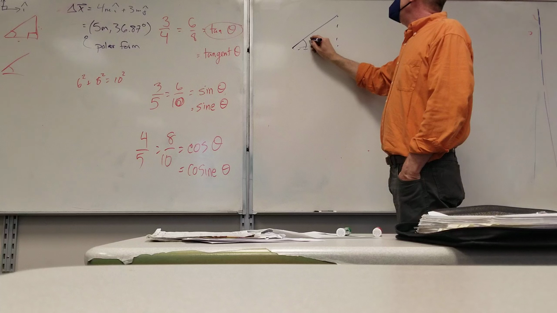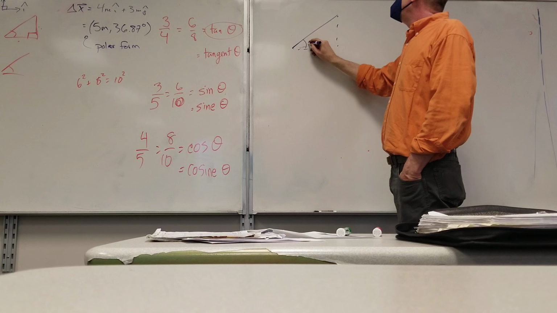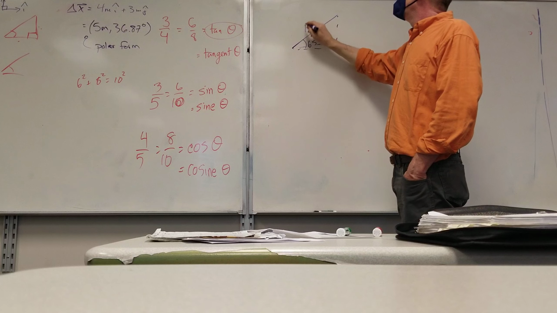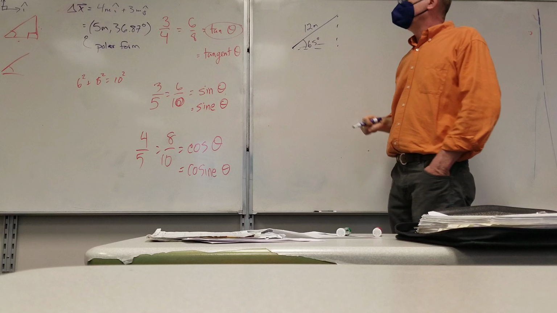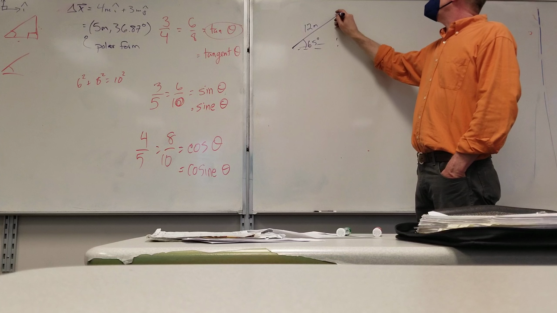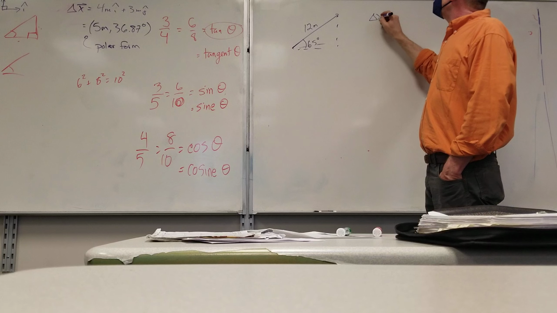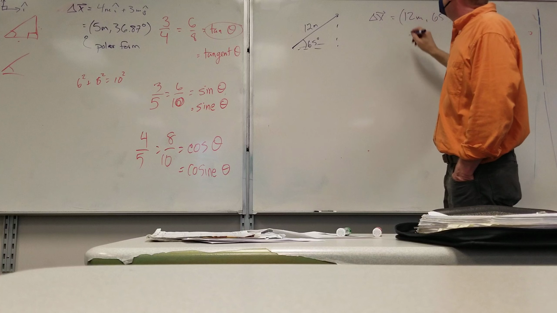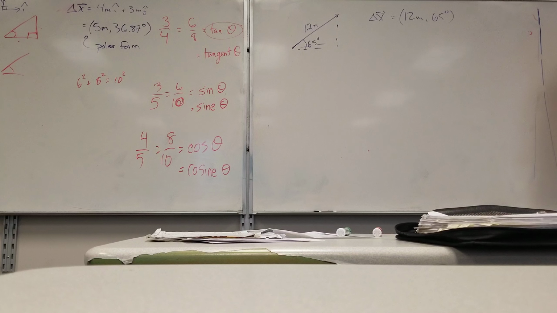Let's make this a 65-degree angle and 12 meters. So I start out at my house and I end up 12 meters at an angle of 65 degrees from where I started. My displacement would be 12 meters, 65 degrees. How far to the right, how far up would I need to go to get to the exact same spot?